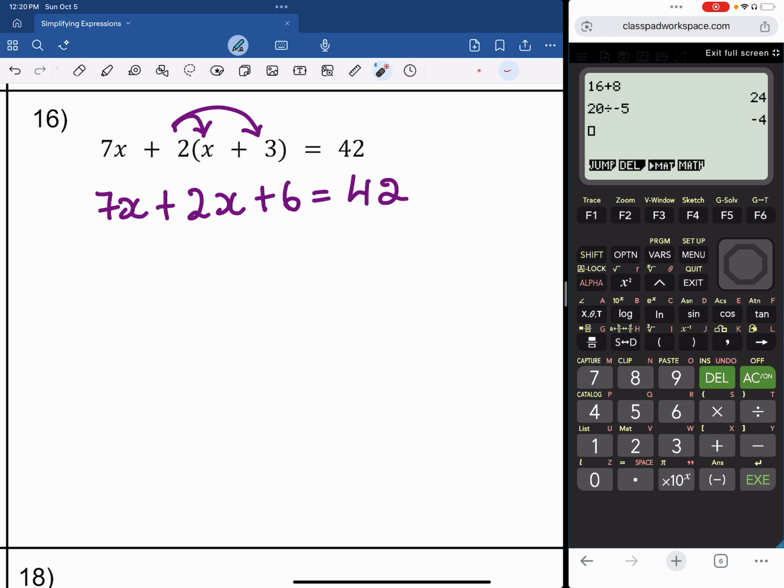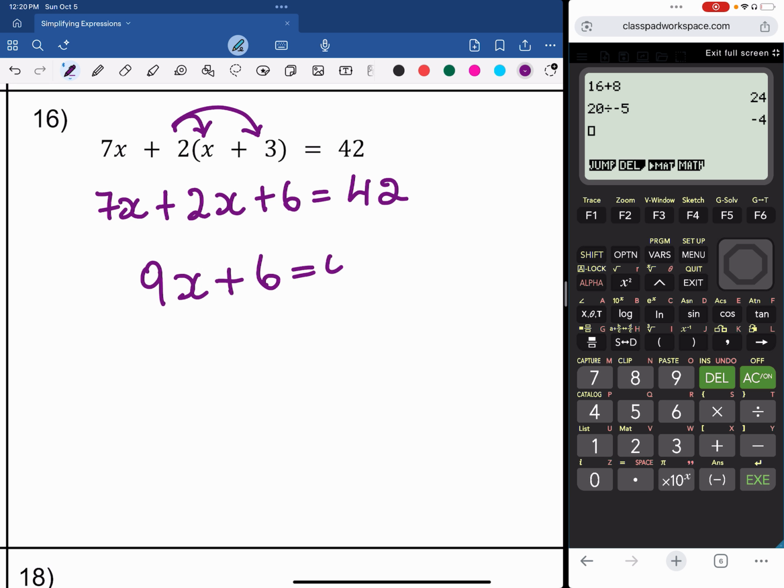Now, notice that on the left side of this equation, we have 7x and 2x. These are like terms. When you have like terms on the same side of an equation, you can go ahead and combine them, but they must be on the same side. So since 7x and 2x are both on the left side, I'm going to go ahead and combine these. 7x plus 2x is 9x. And then I have plus 6 is equal to 42.